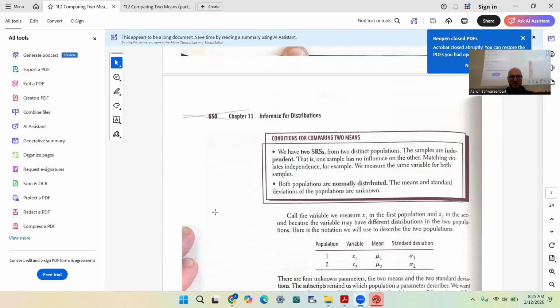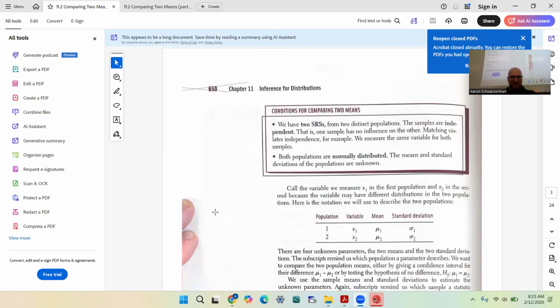So conditions. We have two SRSs from two distinct populations. The samples are independent of each other, and that is one sample has no influence on the other. Matching violates independence. And this is going to do all the calculations. I'll show you a little bit of the formula, but basically, you're going to use your calculator.